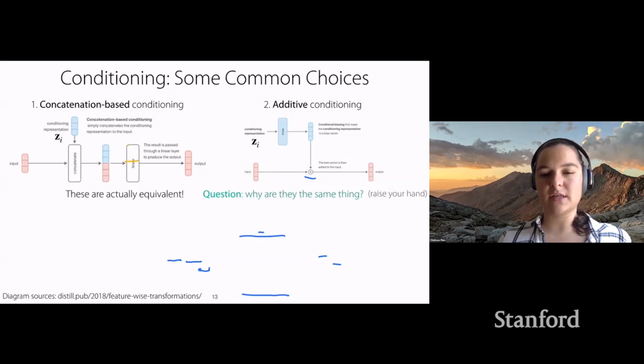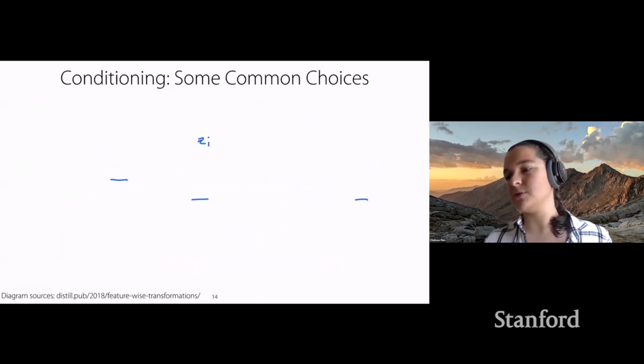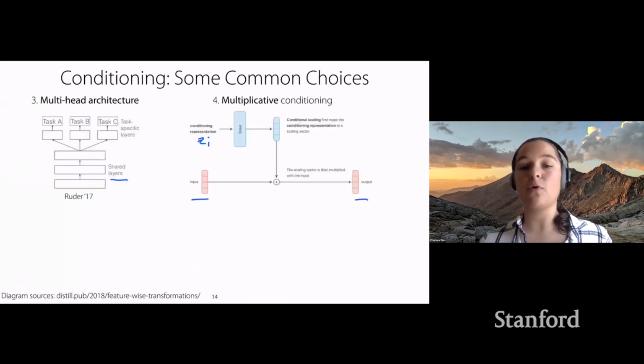Part of the reason why I was bringing this up is that this suggests that the expressive power of these two kinds of conditioning is very similar, whereas when you move towards multiplicative conditioning, you get more expressive power than when you're adding or concatenating.